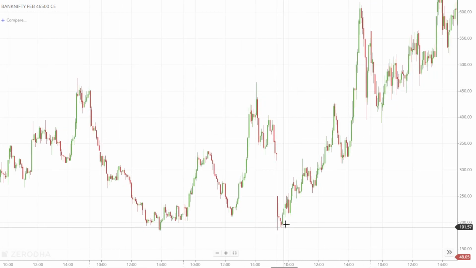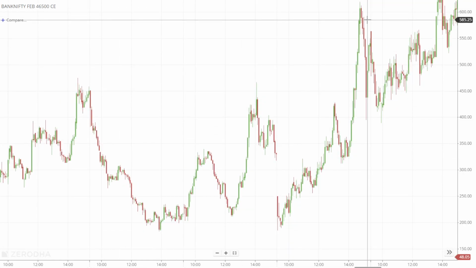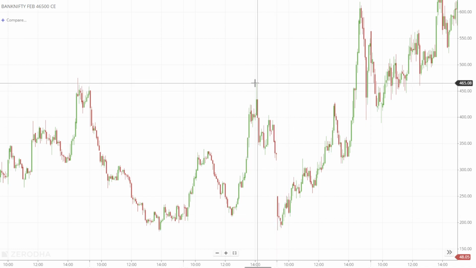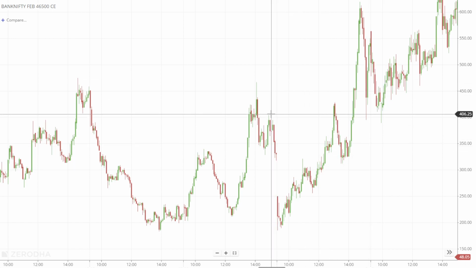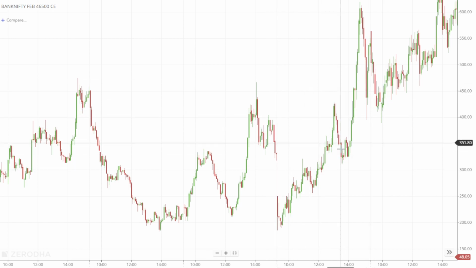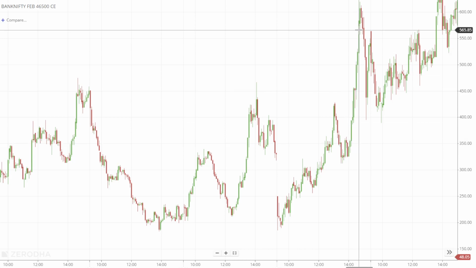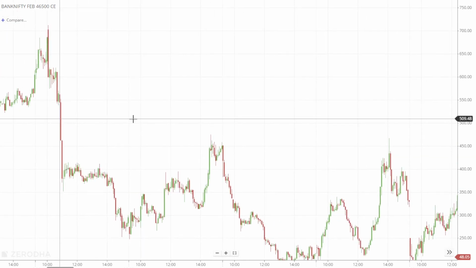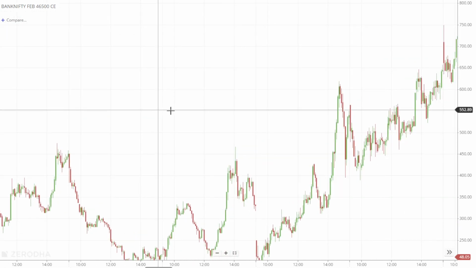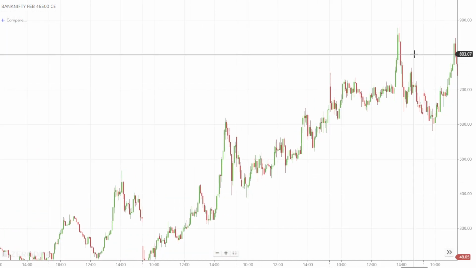Am I going to capture all this? No. Because at the previous resistance level, you are going to exit the trade. Price reaches this level and it falls down, and once again it moves up and reaches the higher level of resistance. But you are not going to capture all this movement.